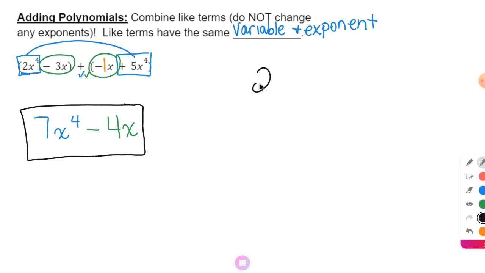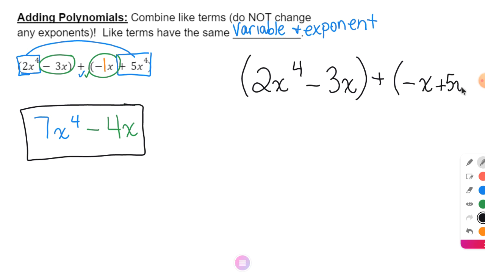So that's one option. The other way you can do it is you can line them up vertically like we do a longer addition problem. Okay, so if I were doing this vertically, I'm going to take my negative x and put it under my x term. I'm going to take my 5x to the 4th, put it under my x to the 4th term.